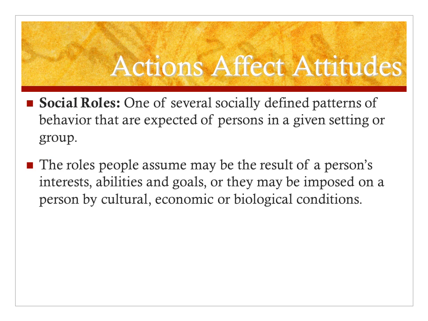So social roles are socially defined patterns of behavior that are expected for a given individual. The roles people assume may be a result of a person's interests, ability, goals, and so forth. Okay, so your social role is the police officer, and then the norms are the rules which you follow. The role is I'm a teacher, and the norms I'm supposed to follow are I'm supposed to dress a certain way, I'm supposed to act a certain way.